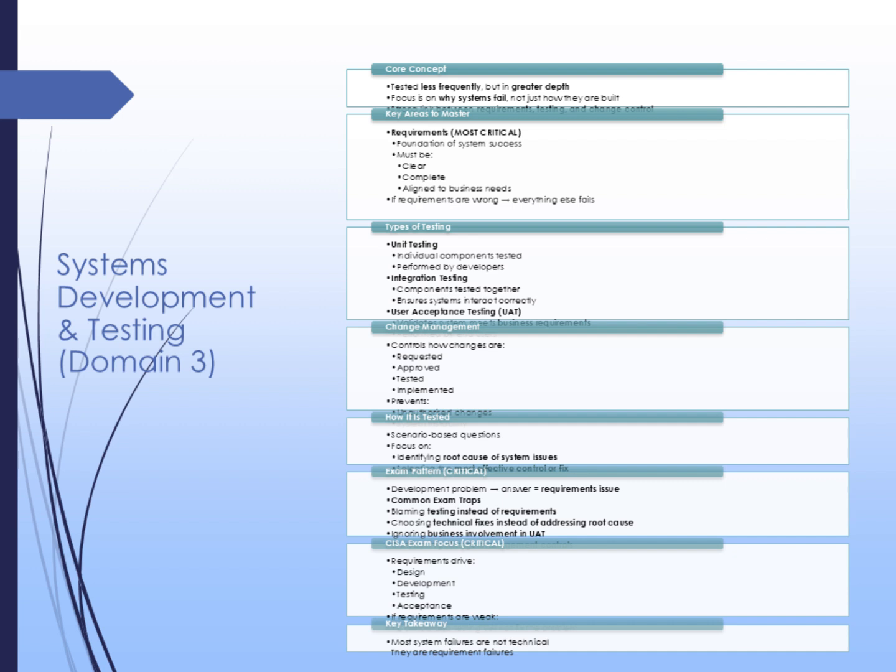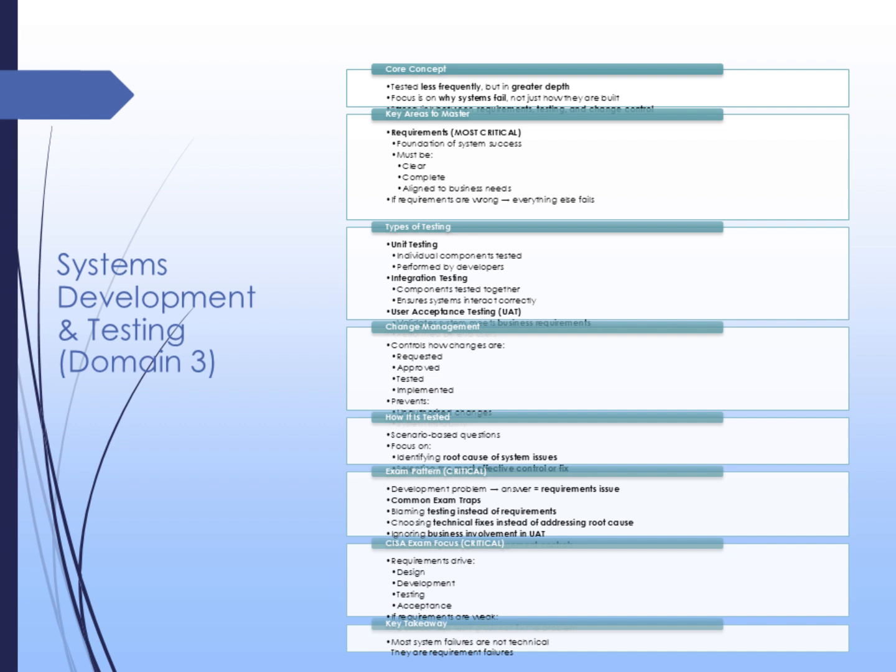Another major topic area is change management. Change management controls ensure that changes are formally requested, approved, tested, documented, and implemented in a controlled manner. The purpose is to reduce the risk of unauthorized changes, operational disruption, and system instability. Questions in this domain are very scenario-driven and often focus on identifying the root cause of system problems. Many questions describe project failures, implementation issues, or testing weaknesses and then ask what the most likely underlying problem is.